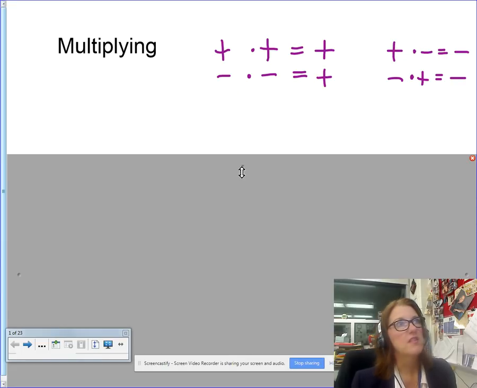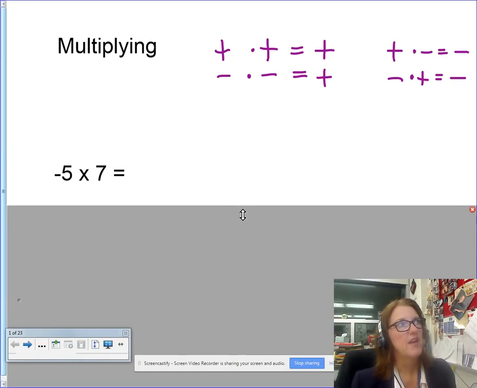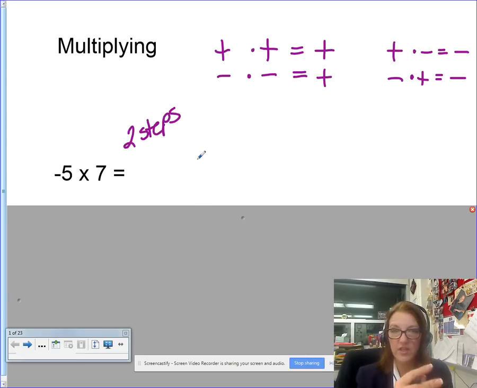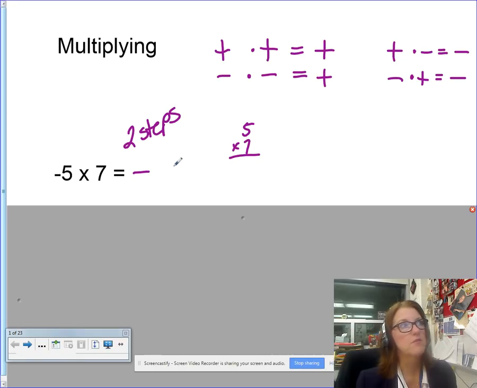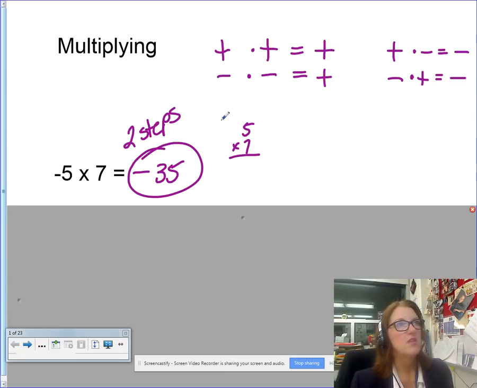All right, so let's do a little review here. If I said what's negative 5 times 7, all of these really have 2 steps. The first thing I want you to do is simply look at it and tell me what sign your answer has to be. And since this is a negative and a positive, your answer is going to be a negative. Then off to the side, you're just doing your 5 times 7, boom, 35. Okay? Sweet, all done.